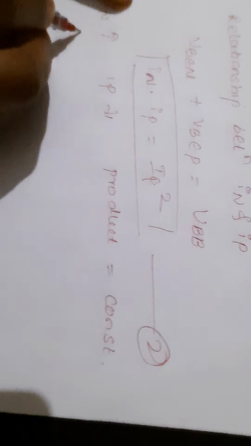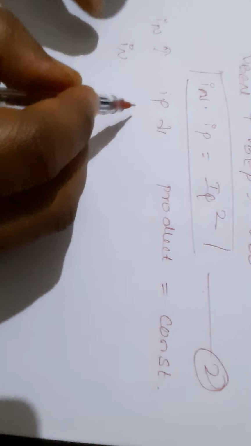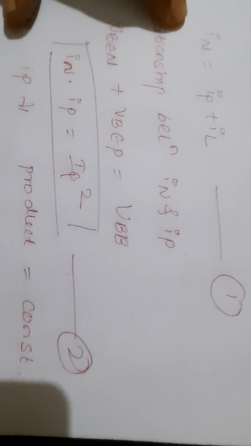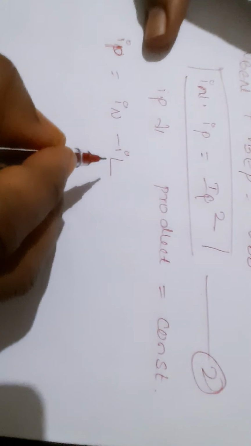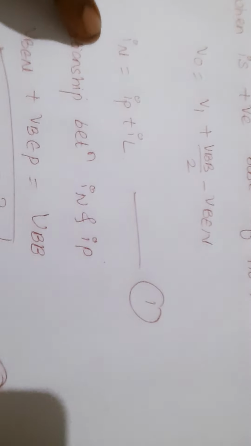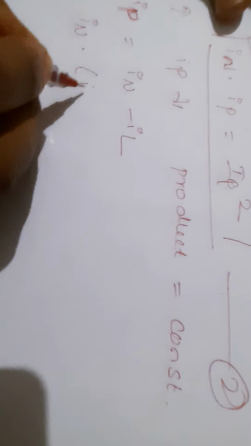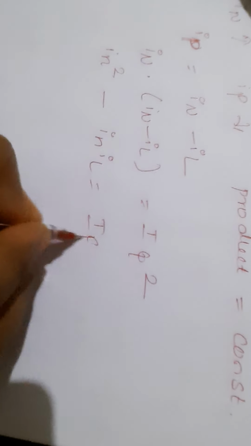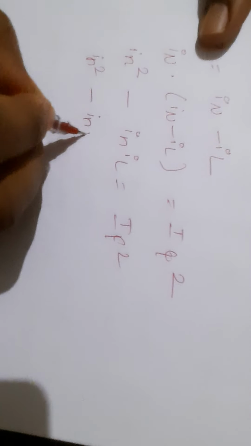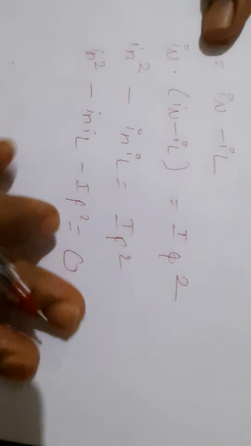From equation number 1, I'll find IP, which is IN minus IL, and this is substituted in equation number 2. Then equation number 2 becomes IN into IN minus IL is equal to IQ square, or IN square minus IN into IL minus IQ square equal to 0. This is equation number 3.